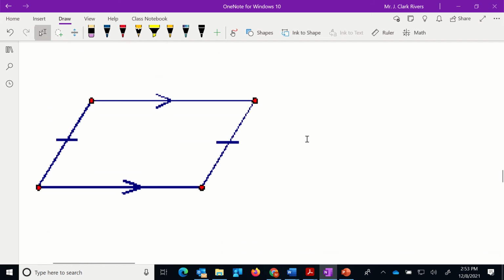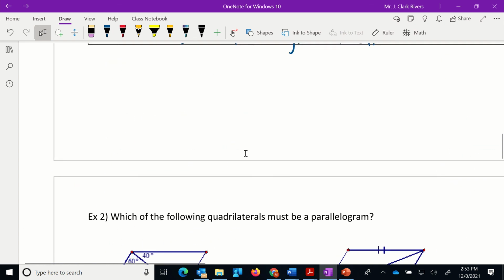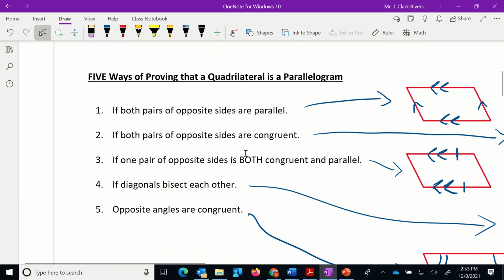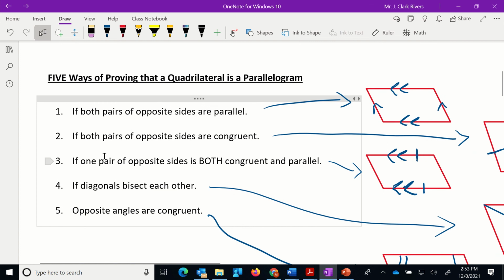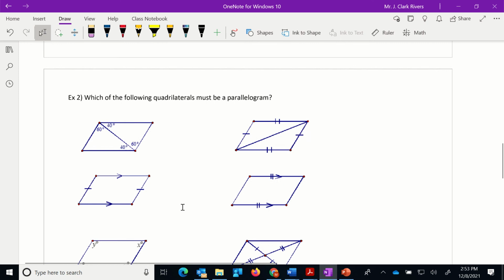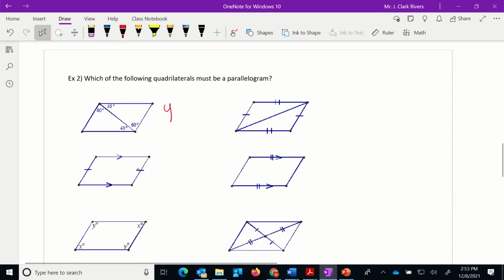How about this one? No. You might be thinking, well, we have one pair of sides that are parallel, and we have one pair of sides that are congruent. But remember, if you go up to your reasons from up above, number 3 here, one pair of opposite sides is both congruent and parallel. It needs to be the same side as congruent and parallel, not different sides. So no on that one. So yes on the first one we said, and no on that one.